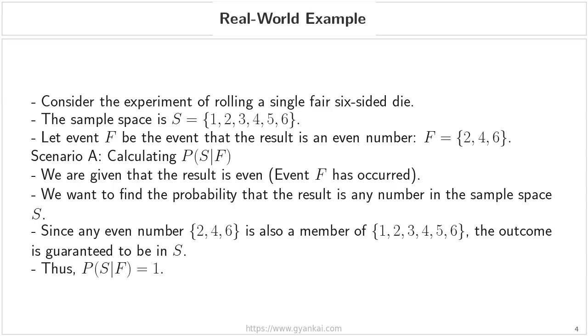Well, since every single even number is already included in our sample space, there is no way the outcome could be outside of S. It is a certainty. So the probability of S given F equals 1.